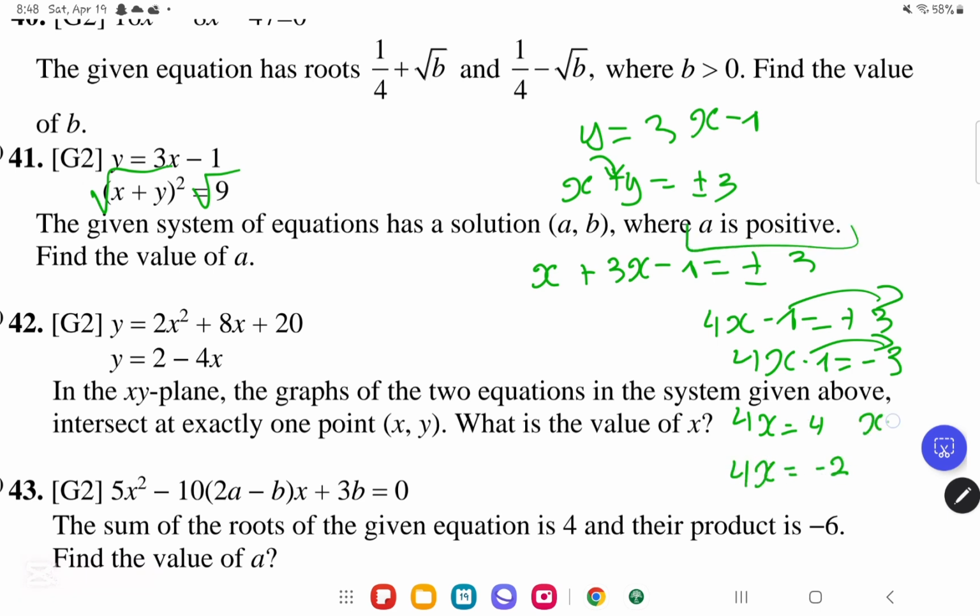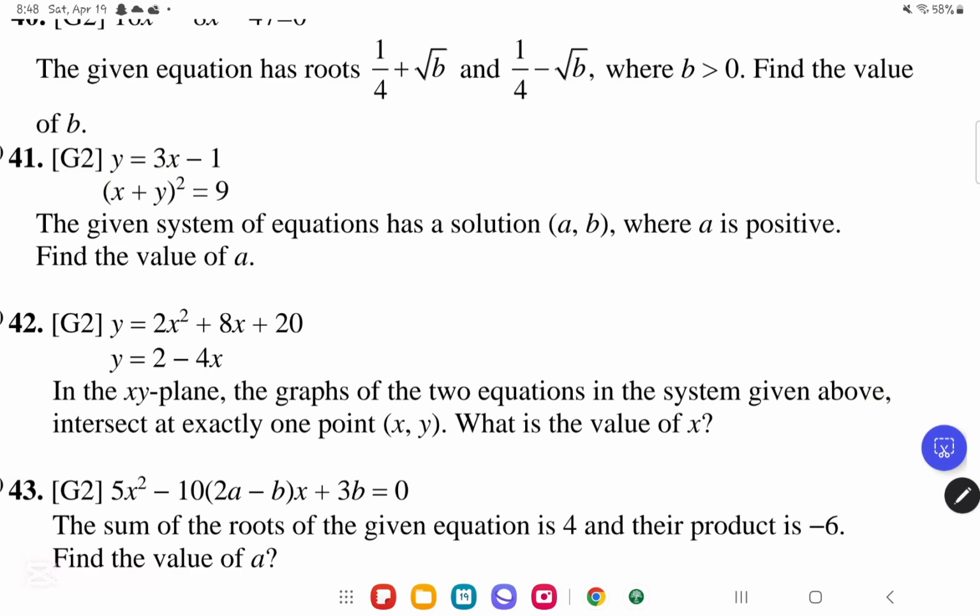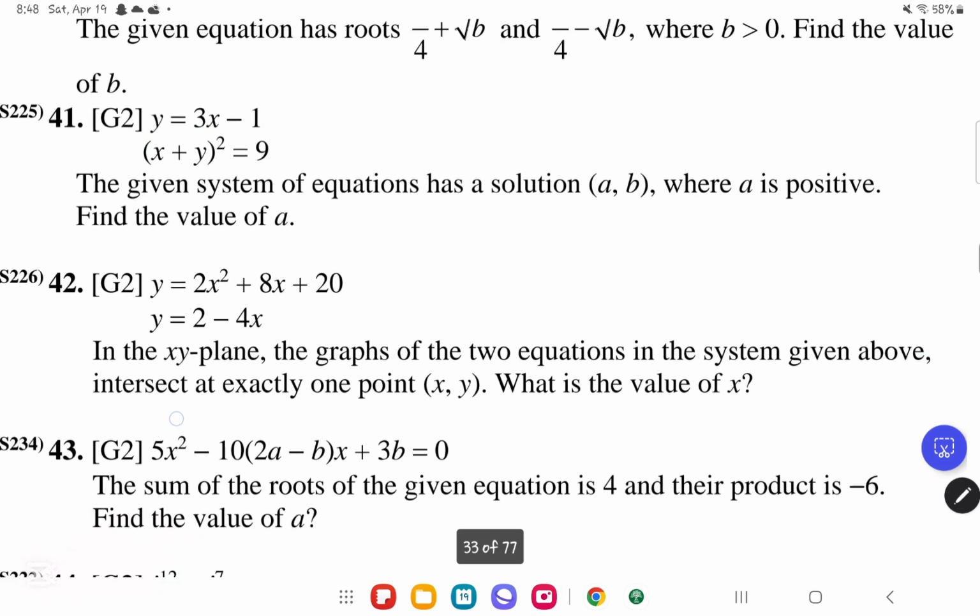So here x is equal to 1 and x is equal to minus 1 over 2. So definitely we're going to take the positive value, which is 1. So 1 is the answer. The value of a is then 1. We move on to question number 42.